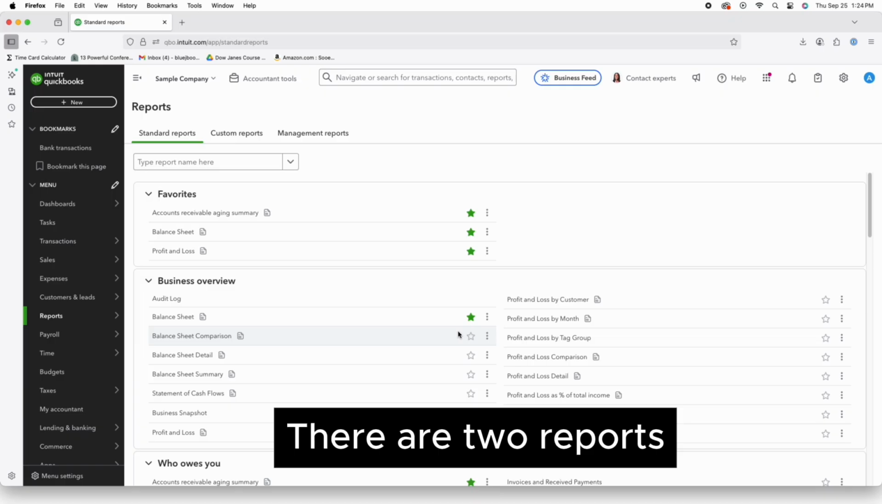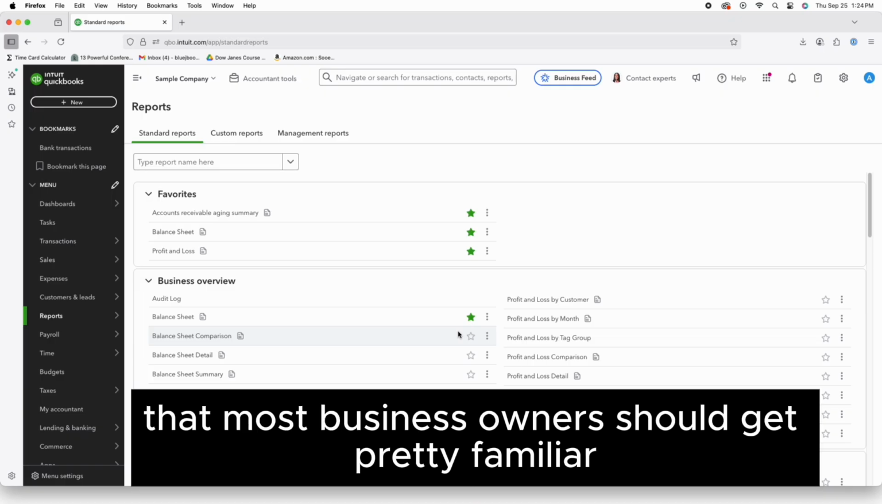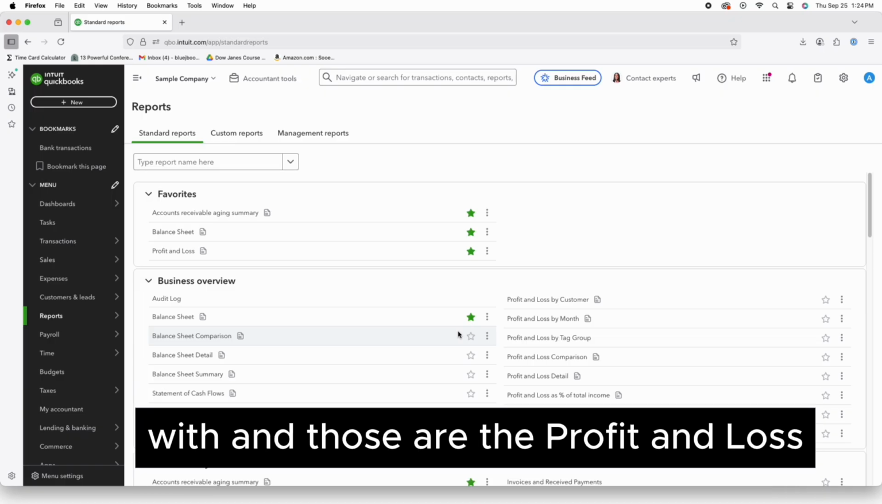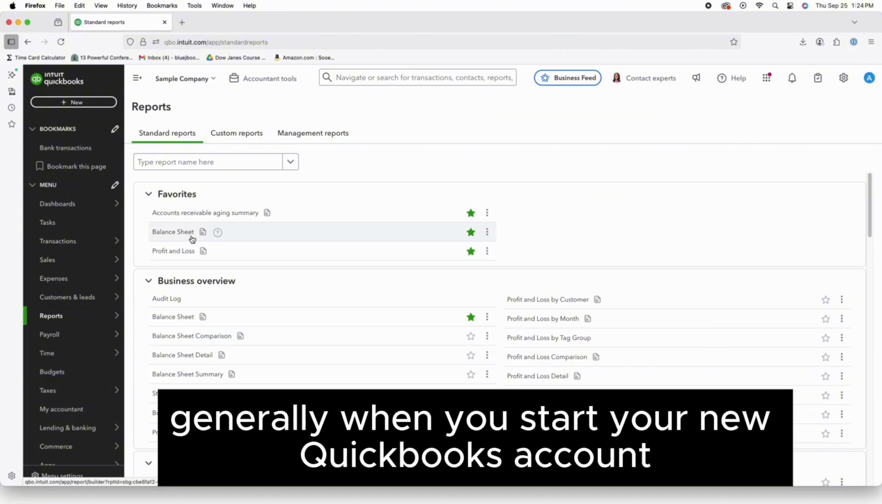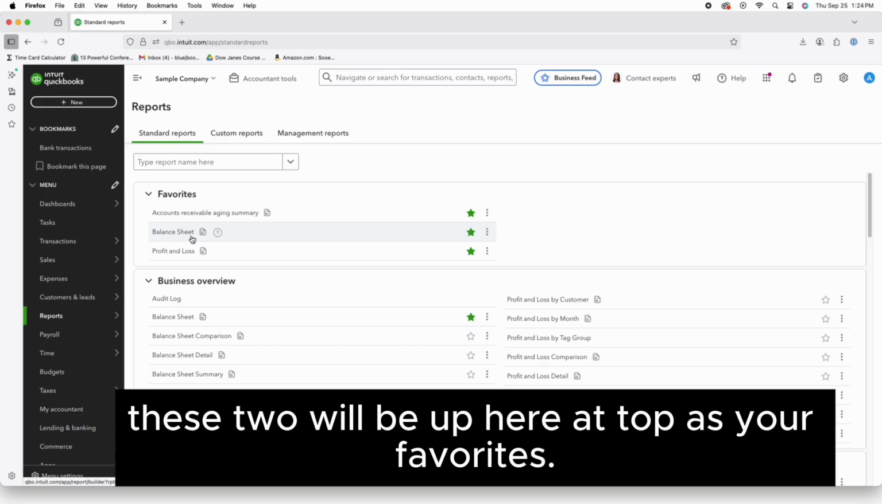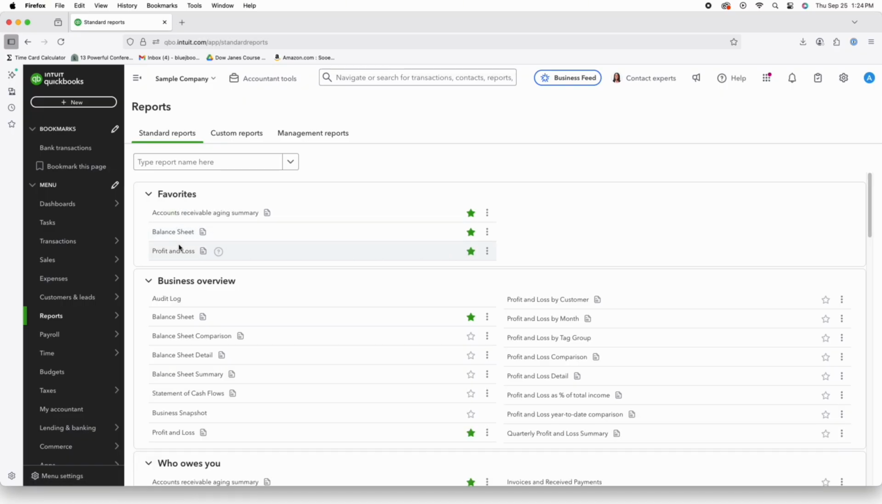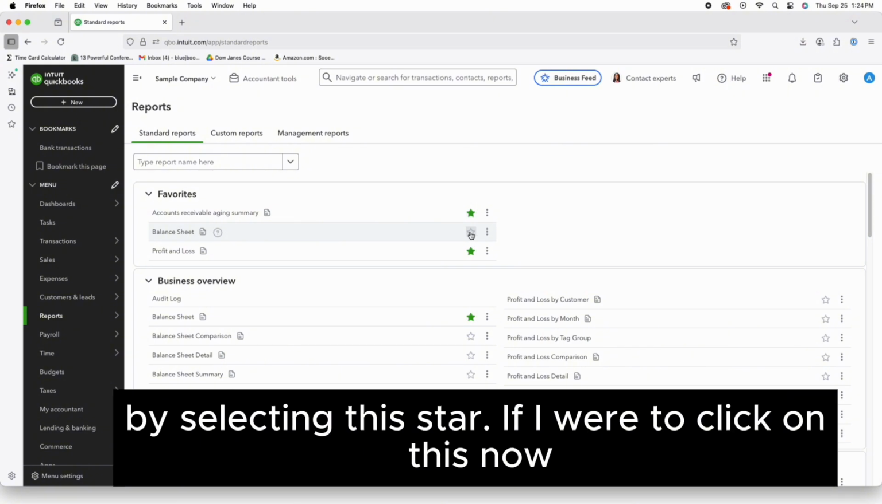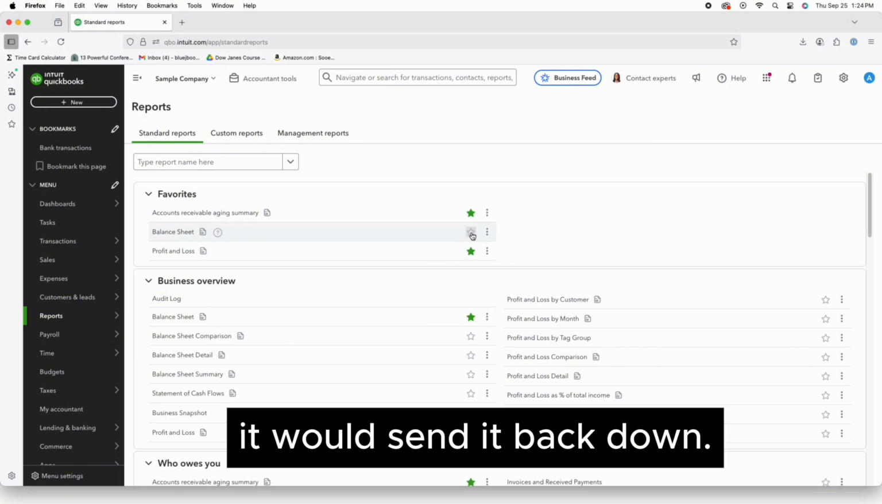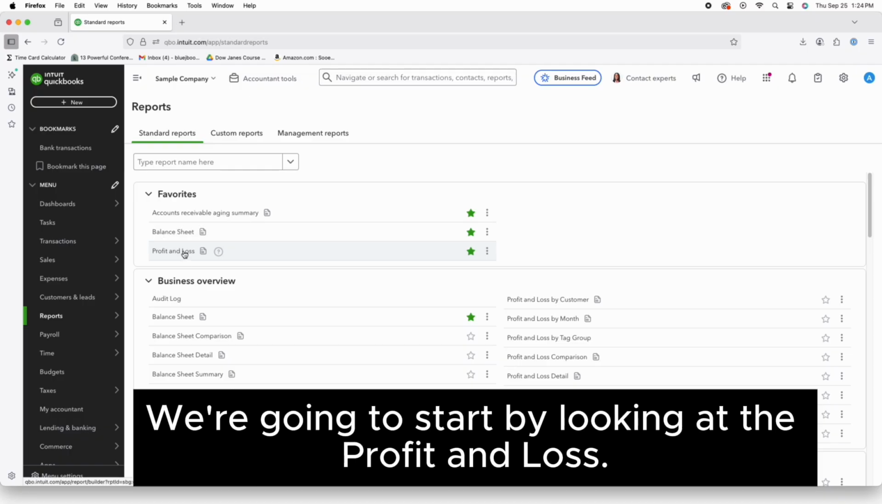There are two reports that most business owners should get pretty familiar with, and those are the profit and loss and the balance sheet. Generally, when you start your new QuickBooks account, these two will be up here at top as your favorites. They are automatically selected as favorites by selecting this star. If I were to click on this now, it would send it back down. We're going to start by looking at the profit and loss.